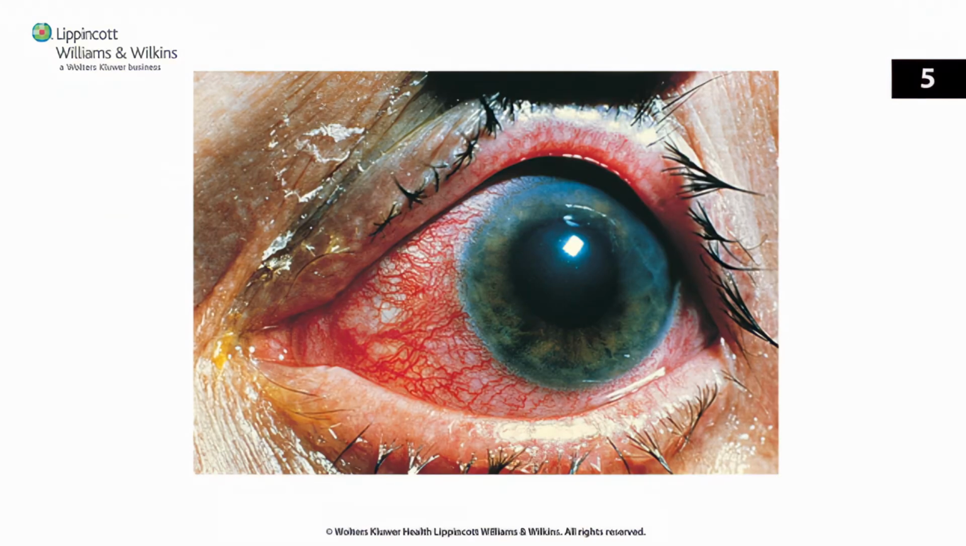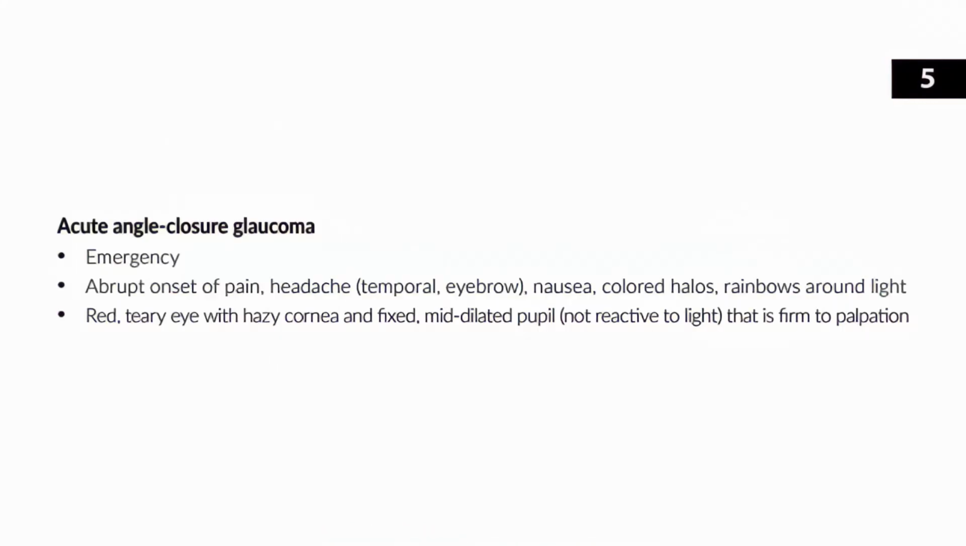The affected eye is usually red, teary, and angry looking. The cornea may be hazy, and the pupil is often fixed and mid-dilated. If you palpate the eyes gently, the affected eye is harder or firmer than the normal eye because of increased pressure.